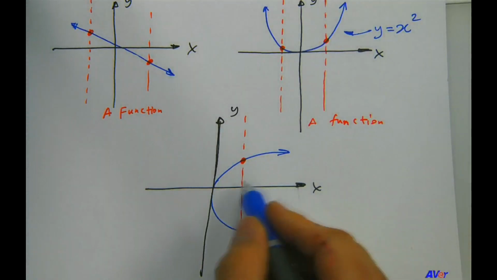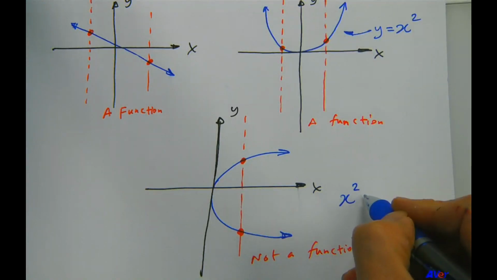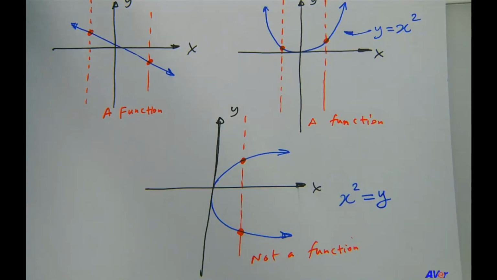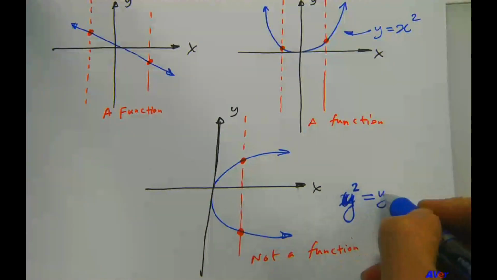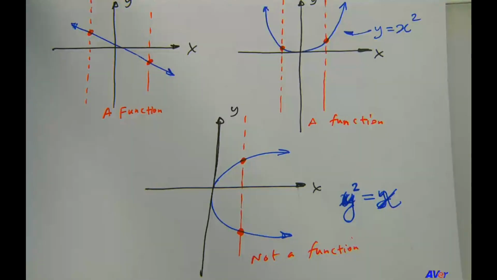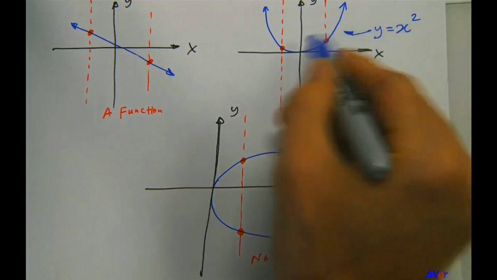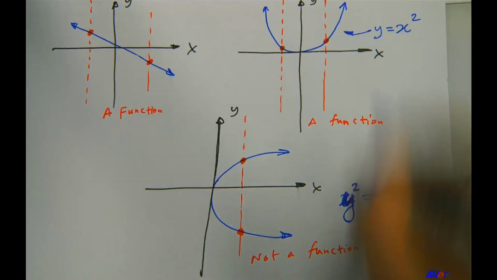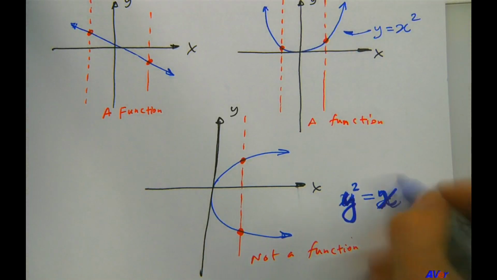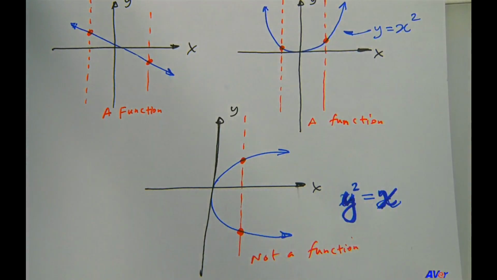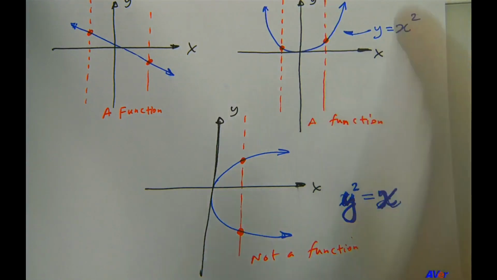The function that generates this graph is x squared equals y. I meant y squared equals x. Let me correct that. So y equals x squared is that, and y squared equals x has this graph. So that was a function. This is not a function. Right?